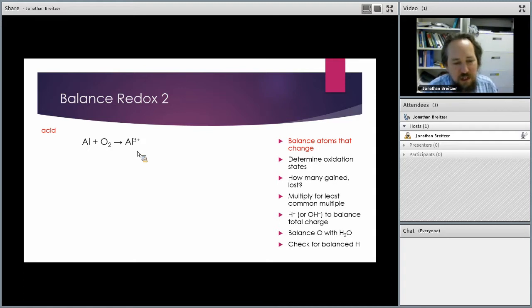But on the left side, oxygen is 0. That's an unusual charge. The usual charge for oxygen is 2 minus. But that's in the form of water. We'll assume that the oxygens become waters. So we don't have to worry about the oxygens on the right side because we're going to balance stuff with water later anyway. So we'll leave the oxygen alone, and the aluminum is already balanced. The first step is done.